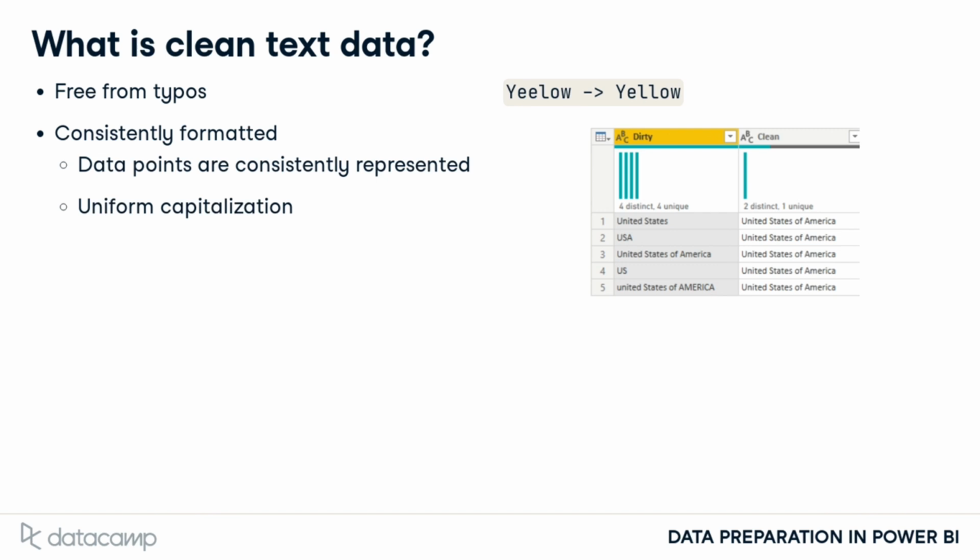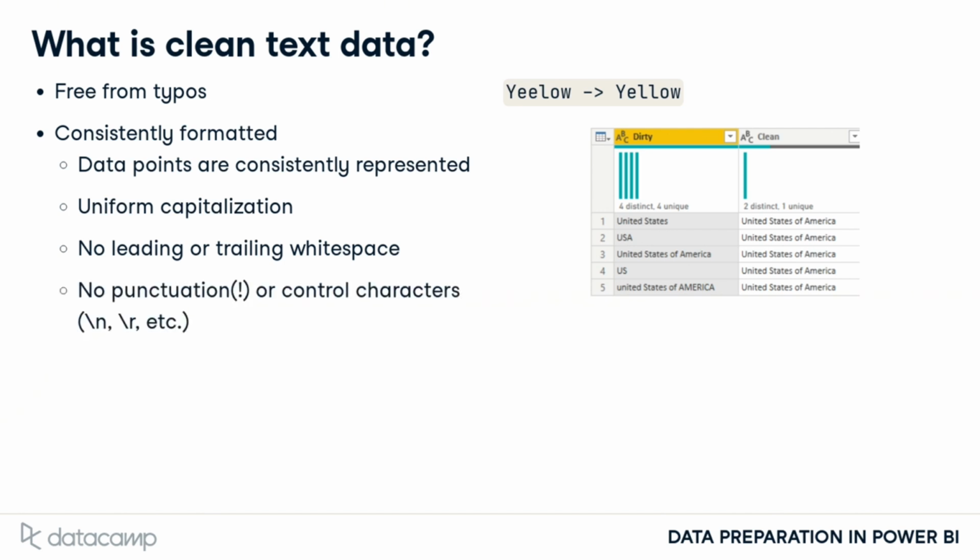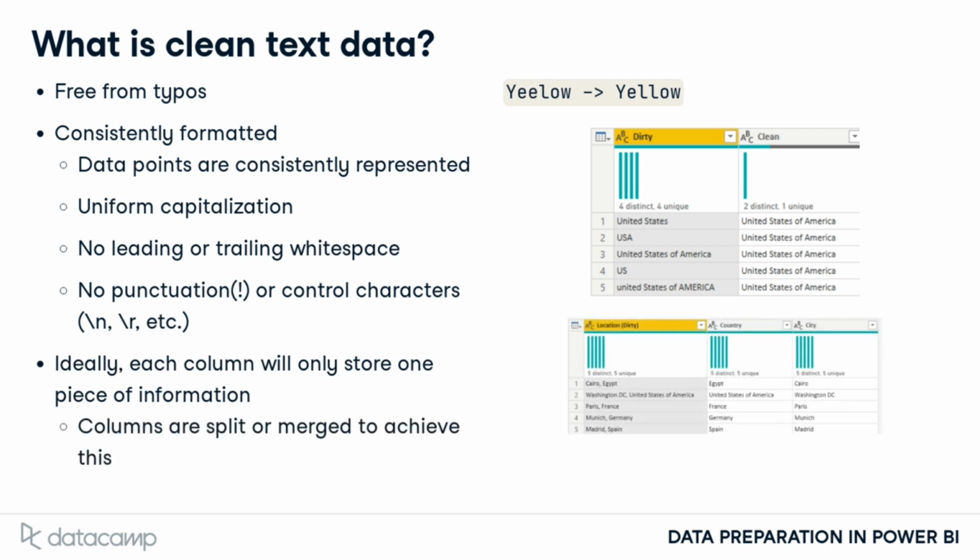You should also remove all blank space that appears before and after your data, which sometimes appears when loading data from certain sources. The same can be said for punctuation and control characters, which are particularly common when loading data from older data sources and from the web. Finally, a general paradigm to follow is that each column should only represent one piece of information, so you might need to split or combine columns in your dataset to achieve this.